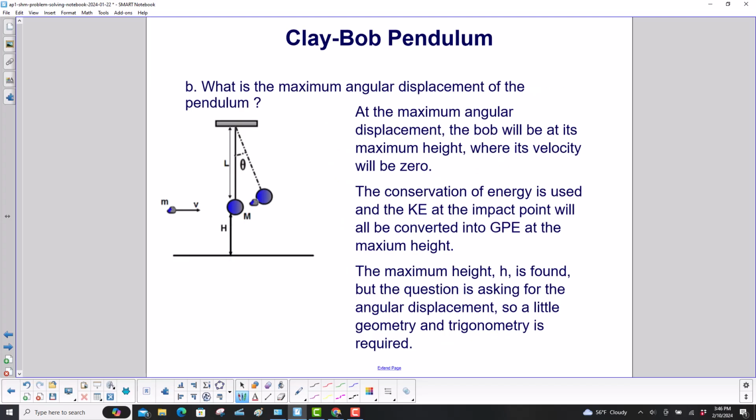What is the maximum angular displacement of the pendulum? At the maximum angular displacement, the bob will be at its maximum height, where its velocity will be 0. The conservation of energy is used, and the kinetic energy at the impact point will all be converted into GPE at the maximum height. The maximum height h is found, but the question is asking for the angular displacement, so a little geometry and trigonometry is required.